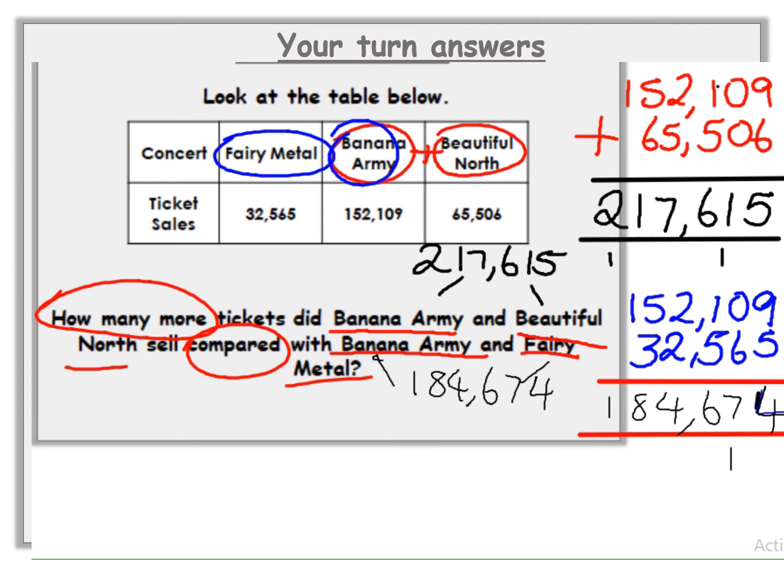But the question isn't asking you how much, the question is asking you to compare the two. So how many more is this number compared to this number? So we now need to do another calculation. So this is a two-part question. And we now need to do 217,615 subtract 184,674 and see what the difference is.